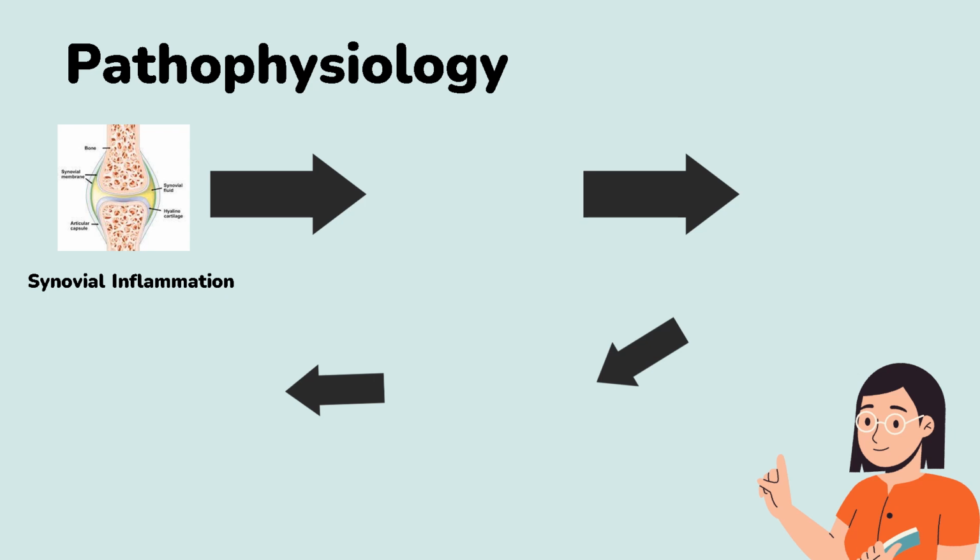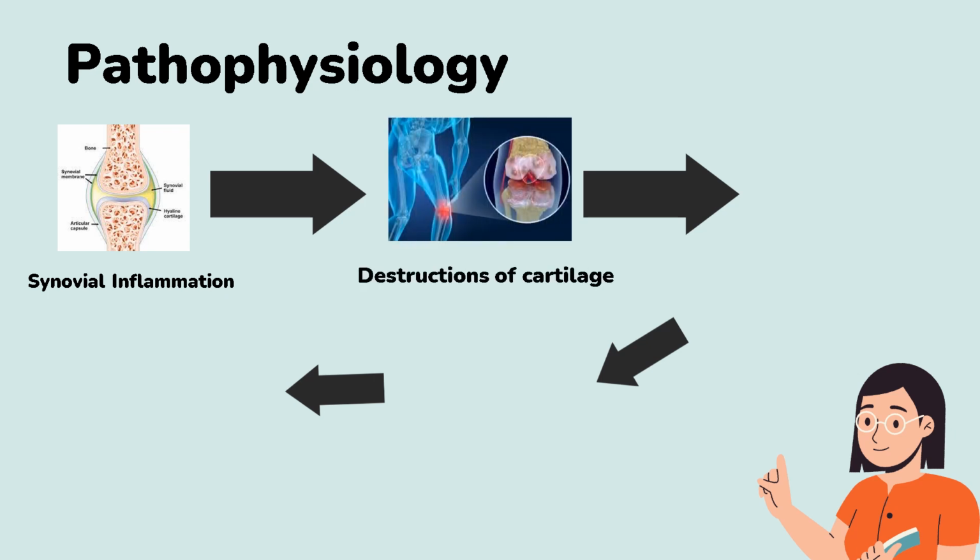Second step is cartilage destruction, caused by matrix metalloproteinase (MMP) and a disintegrin and metalloproteinase with thrombospondin motifs (ADAMTS) produced by chondrocytes, synovial fibroblasts, and synovial macrophages. In RA, there is an excessive immune response of T cells.